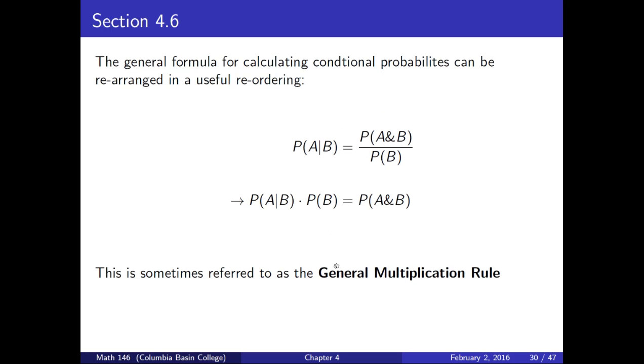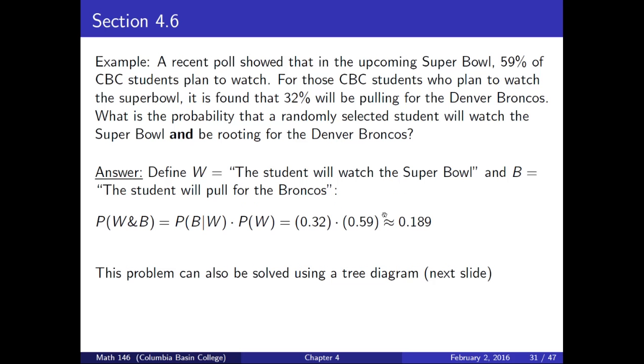The general formula can also be reordered. So here's the general formula, the probability of A given B equals the probability of A and B over the probability of B. Now if I multiply both sides by the probability of B, I get that the probability of A given B times the probability of B is equal to the probability of A and B. And this is sometimes referred to as the general multiplication rule, and it can help us solve certain types of problems.